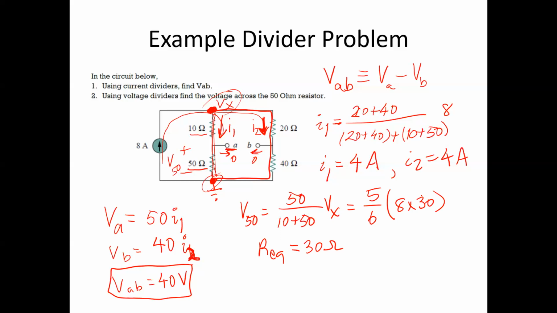And if you go through and you calculate what this will actually give you, you should find that V50 becomes 200 volts when you go through and do the math. Okay.